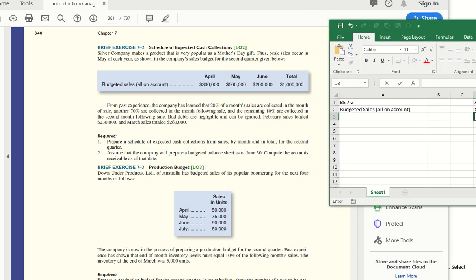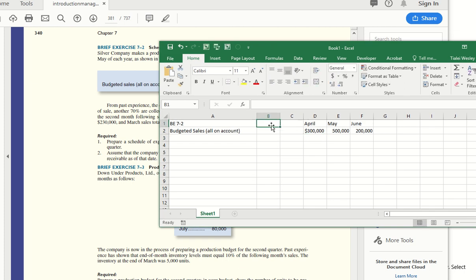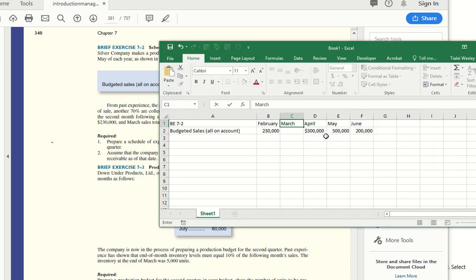It goes on to say that February sales totaled 230,000 and March 260,000. So we do need that information. 230,000 and March 260,000.